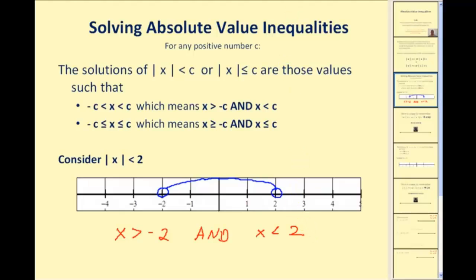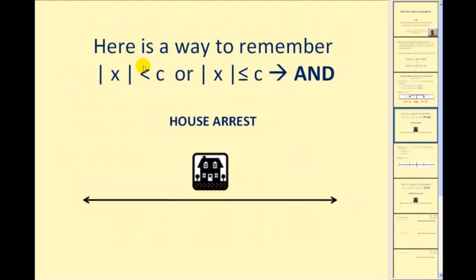and x also has to be less than positive 2. Now here's a way that you can remember when you have the absolute value of some expression less than or equal to c, it's going to be a compound inequality with and.